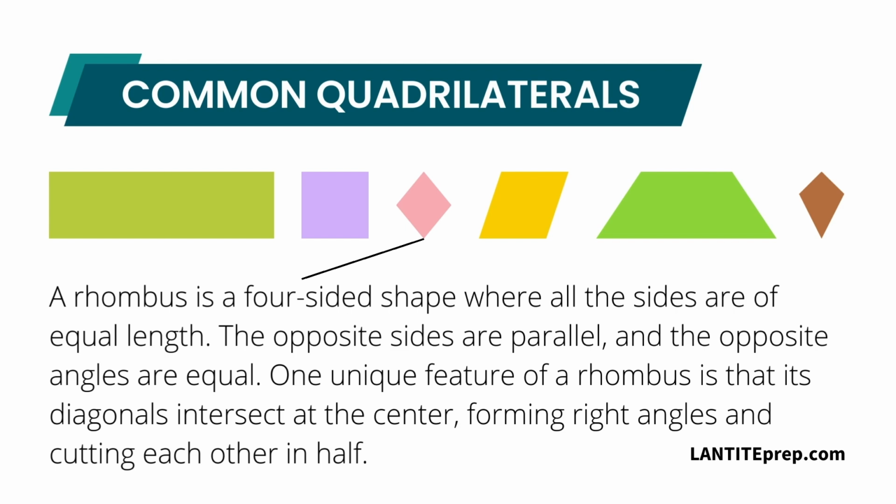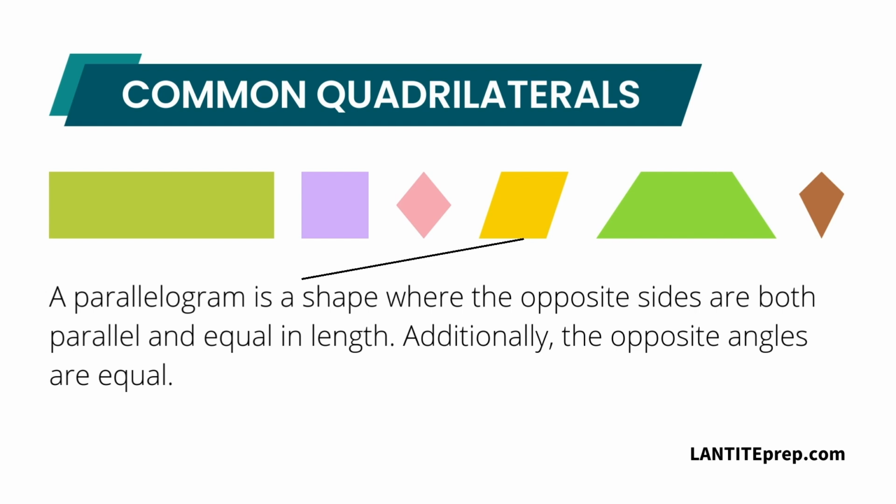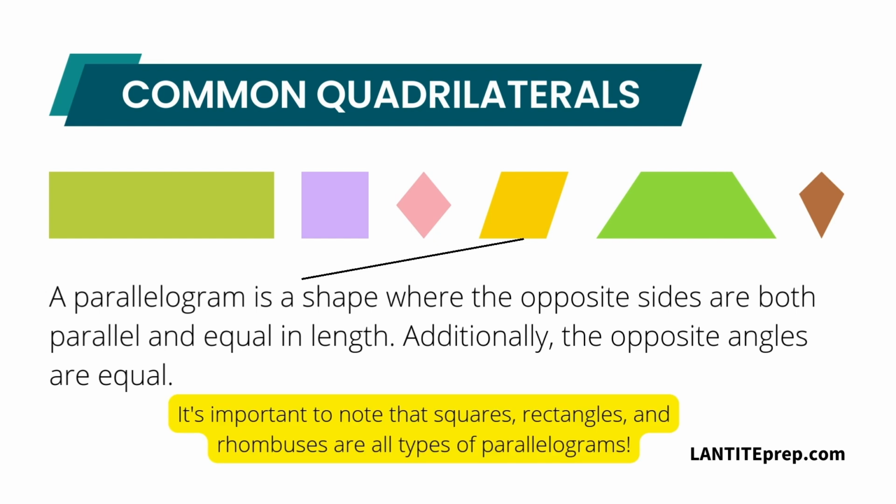Then we have the parallelogram, which is a shape where the opposite sides are both parallel and equal in length. Additionally, the opposite angles are equal. It's important to note that squares, rectangles, and rhombuses are all types of parallelograms.